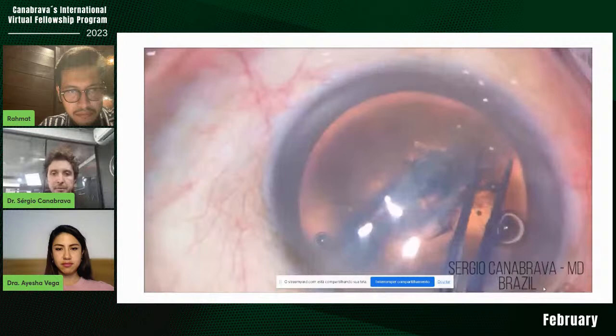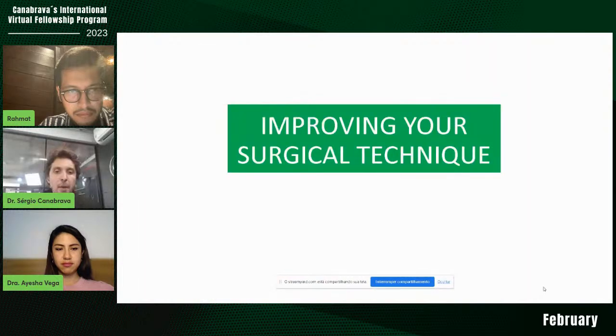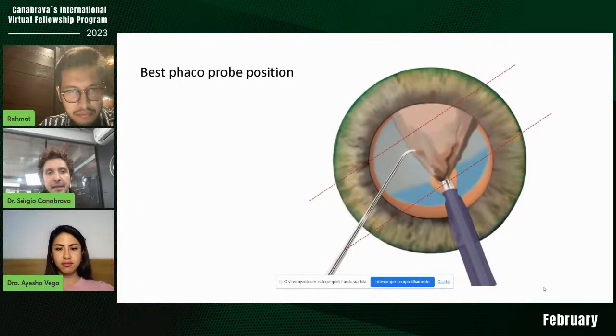It's okay. So, improving your surgical technique, the topic that I want to discuss today is the best phaco probe position. As you remember, if you watch the lecture, if you read the ebook, if you move your probe, if you move your handpiece a lot, what happens? If you do it, you have more chance to surge, you have more chance of posterior capsule rupture. So it's important to find the right position of your probe.